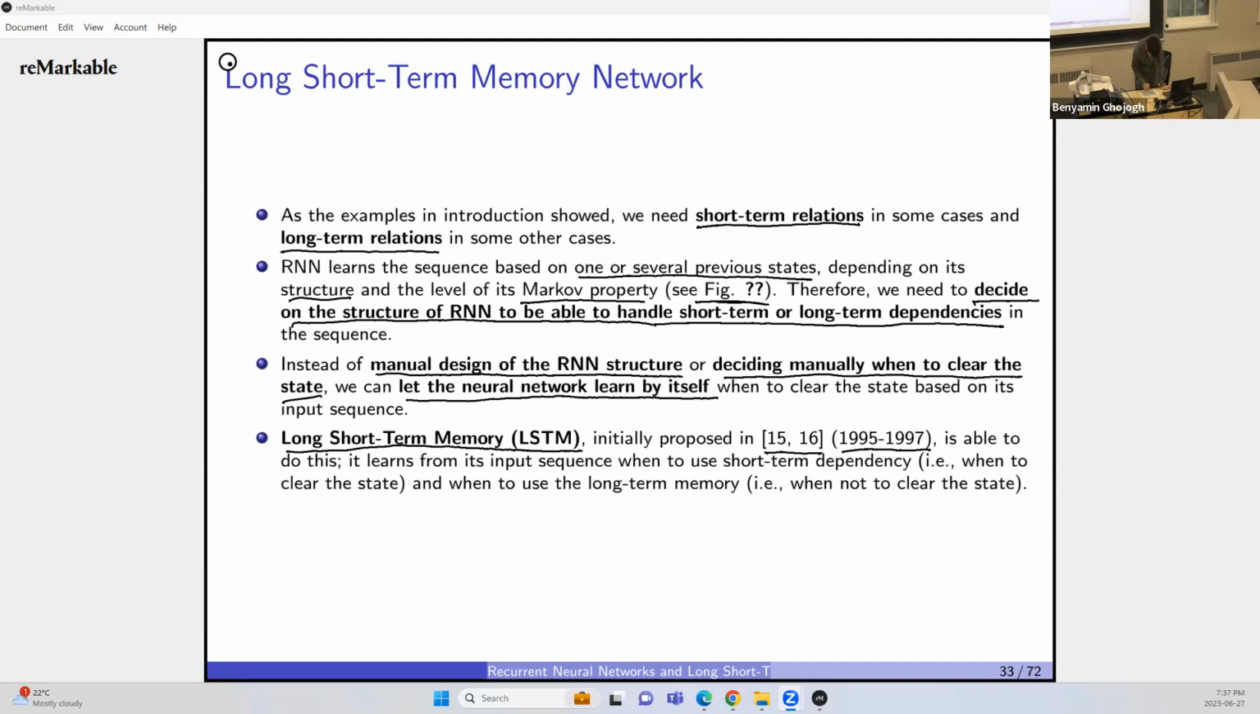It does that. It learns from its input sequence when to use short-term dependency, that is when to clear the state, or when to use the long-term dependencies, that is when not to clear the state. Okay.